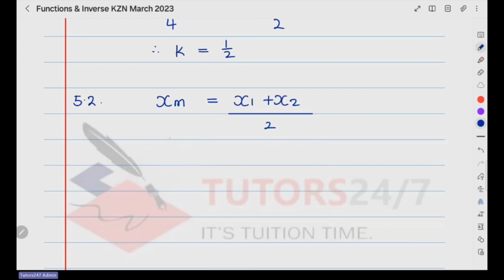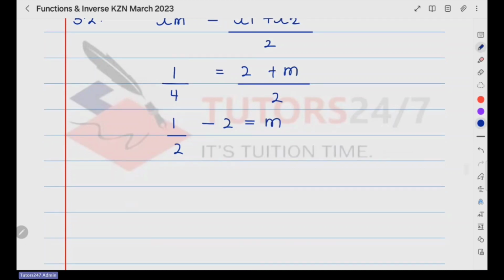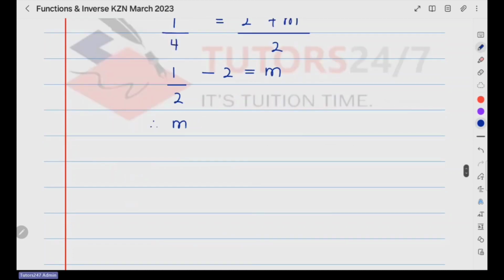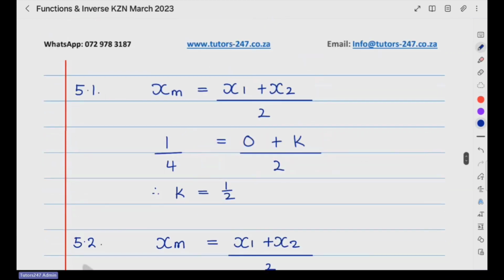So from here we can substitute. That is 1 over 4 equals 2 plus m all over 2. From here we have 1 over 2, because if you multiply 1 over 4 by 2, because we cross multiply, you get 1 over 2. Move 2 to the other side, you get negative 2 equals m. We can put that into our calculator, and we therefore have m as equal to negative 3 over 2. That is our value of m once you solve the equation.